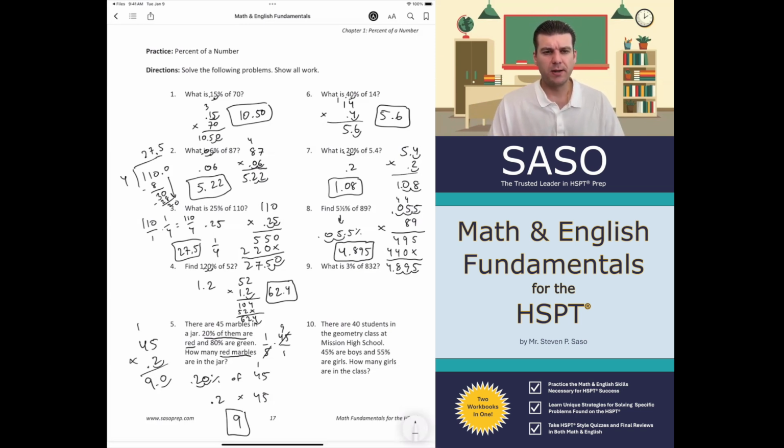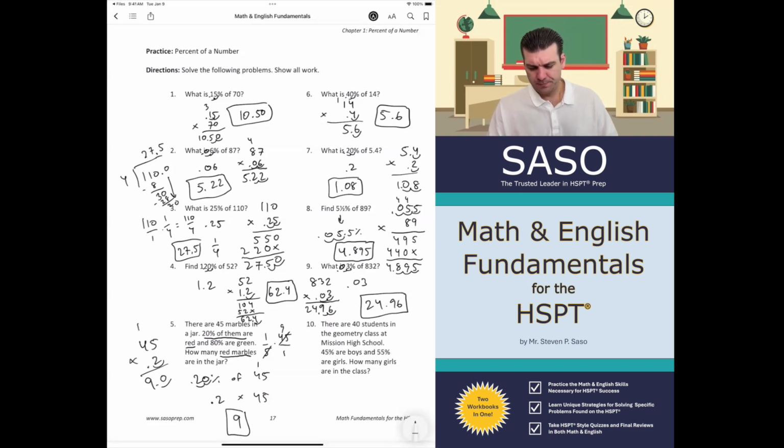All right, number 9, what is 3% of 832? So 3%, change that to a decimal, is going to be 0.03. And let's see, I'll set it up like this, 832 times 0.03. And again, we just have to multiply out the 3 and we're done. So 3 times 2 is 6, 3 times 3 is 9, 3 times 8 is 24. And move it over 2 places, 1, 2, 24.96. So not too bad there.